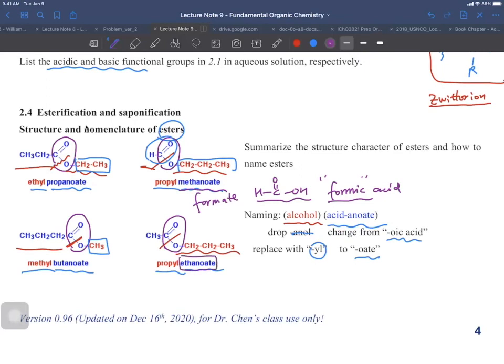Similarly, ethanoate is commonly called acetate because CH3COOH is commonly called acetic acid. So obviously, both acetic and formic are not the systematic names, but they are more commonly used. So I think you figure out how to name the esters, right? Starting from the alcohol part and then the acid part, but you need to slightly twist the suffix and the prefix.